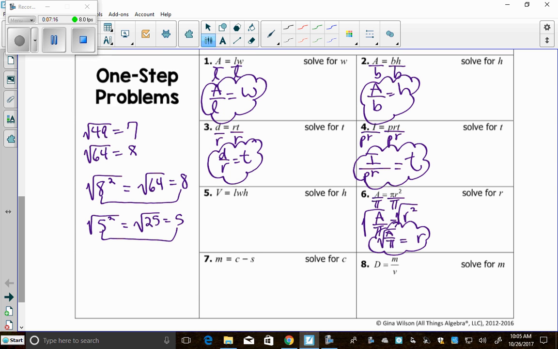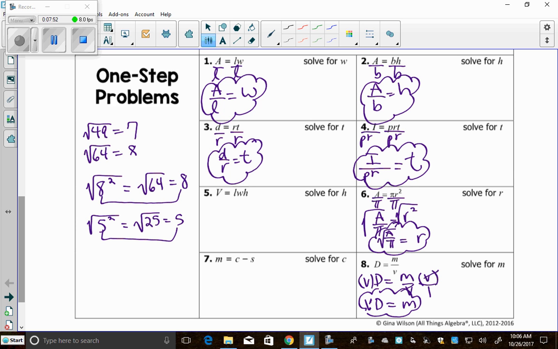Okay, I'm going to do number 8, and then I'll give you a chance to do 5 and 7. It says to solve for m. Well, the m is being divided by v in number 8. So I need to multiply each side by v. I'm rewriting it because I didn't have room to show that v. All right, what that does, remember, this is the same as v over 1. And when you're canceling, you can cancel tops and bottoms. And that gives me v times d equals m.